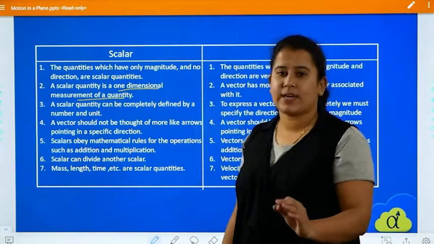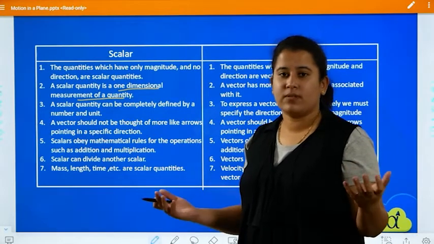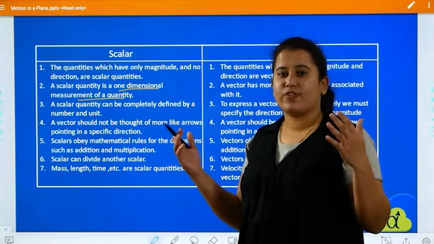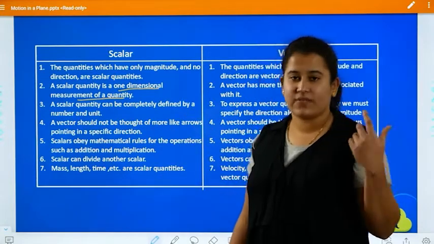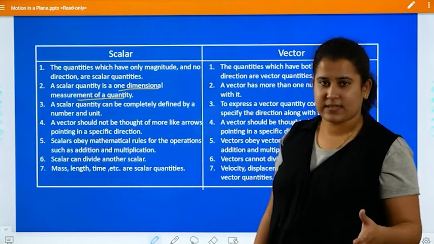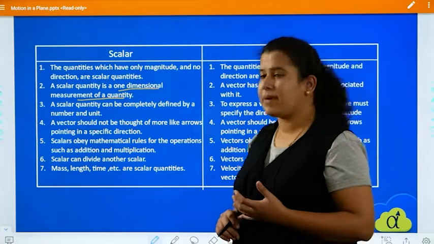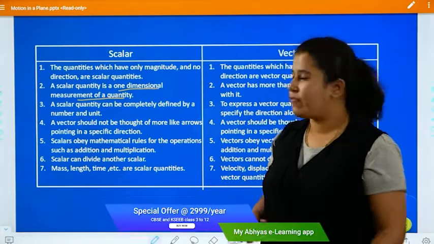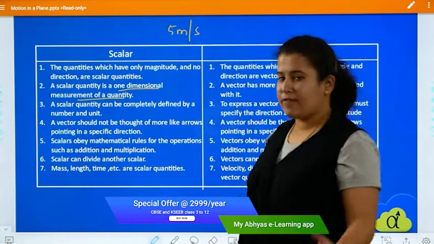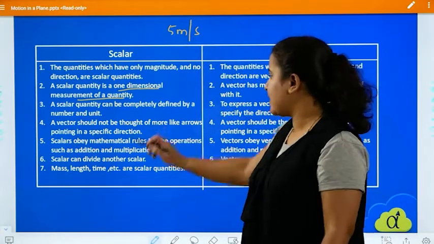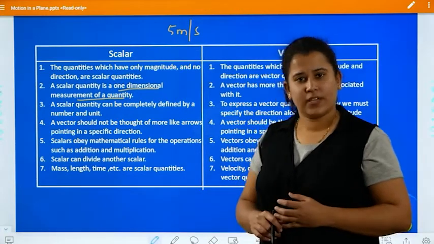Only in one direction you can measure it, right? Because you cannot measure it in more dimensions, because if you measure it in more dimensions, the vector quantities come into existence. Next, a scalar quantity can be completely defined by a number and unit. For example, I just write 5 meters per second. If I write 5 meters per second, then the quantity is given with the number and also the unit.